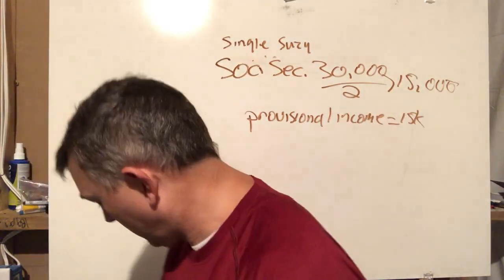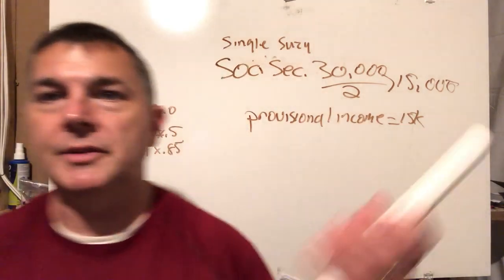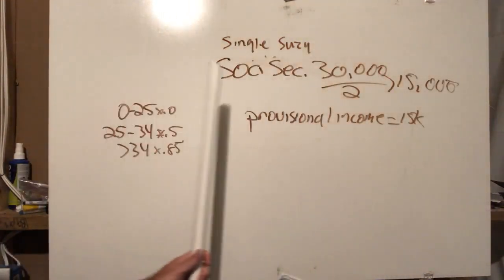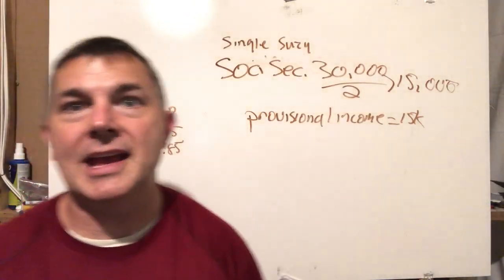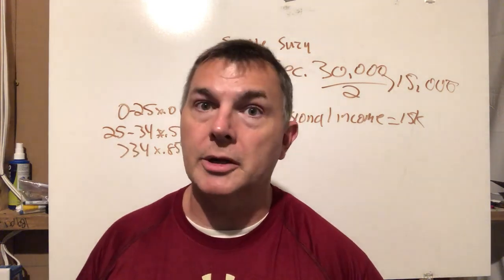All right, so we're going to take my trusty pointer. Oh yeah, PVC pointer. Look at that. And we're going to have single Susie. All right, single Susie has Social Security, and that's it for right now. We're going to do a couple different examples. So she has Social Security and no other income.